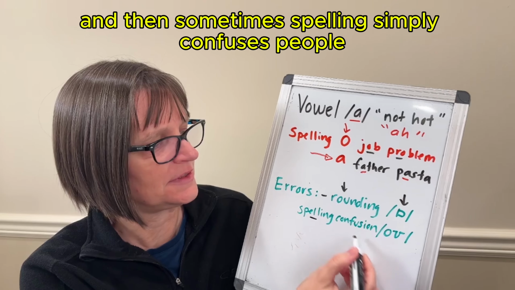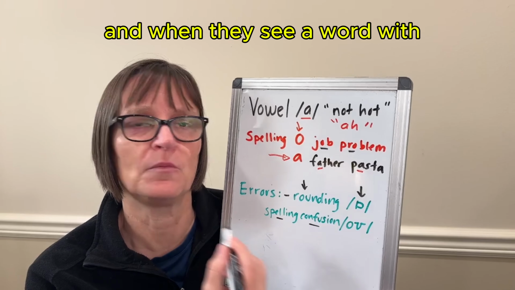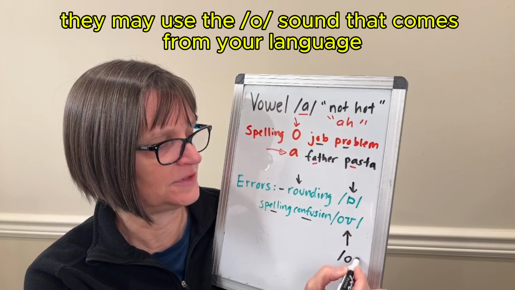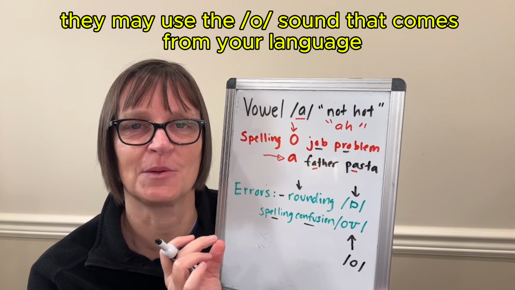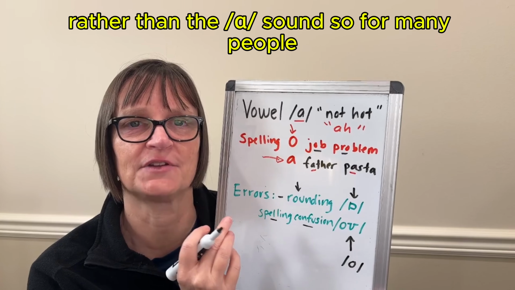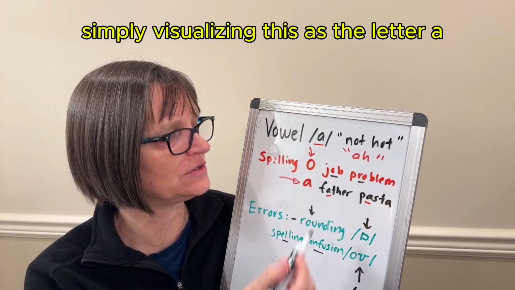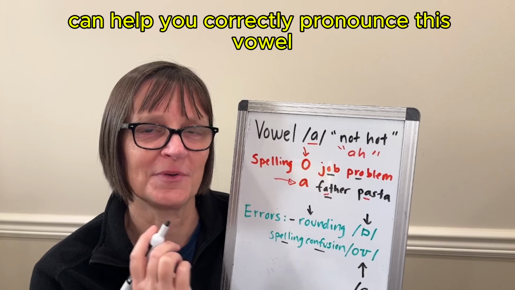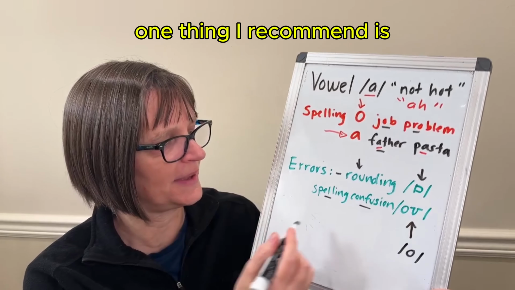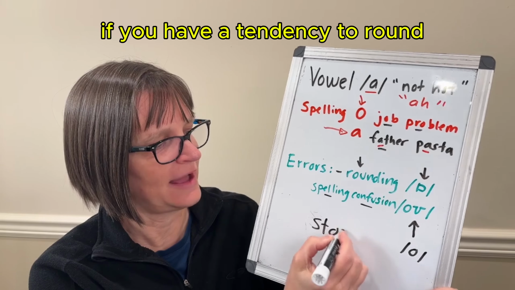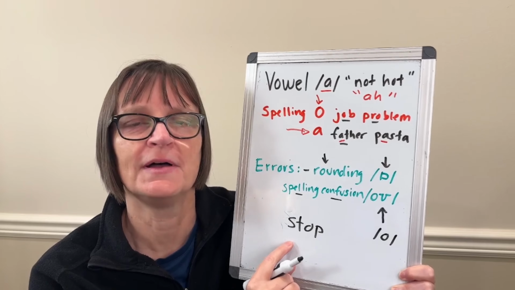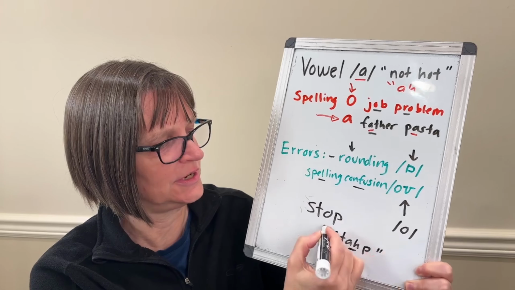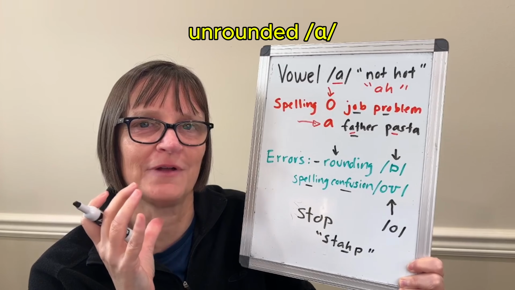And then sometimes spelling simply confuses people, and when they see a word with letter O, they think it says the O diphthong, or they may use the O sound that comes from your language rather than the ah sound. So for many people, simply visualizing this as the letter A or the letters AH can help you correctly pronounce this vowel. One thing I recommend is if you have a tendency to round, so perhaps you say stop, to visualize it like stop with the AH, and that can help you make that open, unrounded ah.